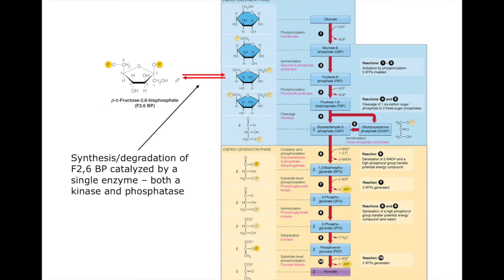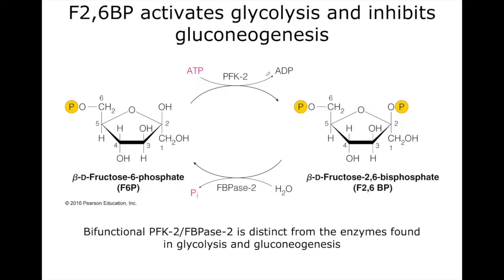This enzyme has both a kinase activity, so it can phosphorylate our fructose 6-phosphate, and a phosphatase activity, so it can remove that phosphate and regenerate the fructose 6-phosphate. The enzyme that does this is what we call a bifunctional enzyme because it has both kinase and phosphatase activity. And so it's often called PFK2, phosphofructokinase 2, but it's more completely called phosphofructokinase 2 fructose 2,6-bisphosphatase 2.